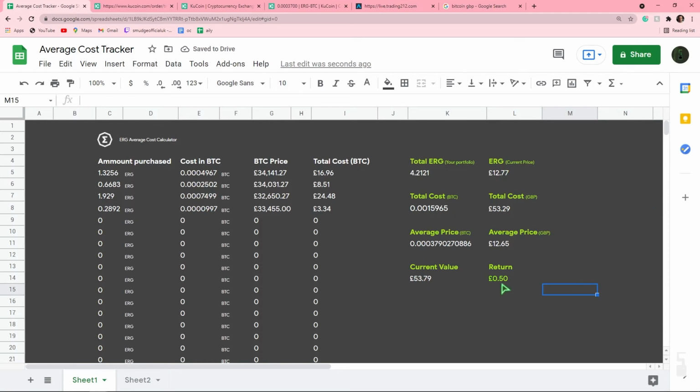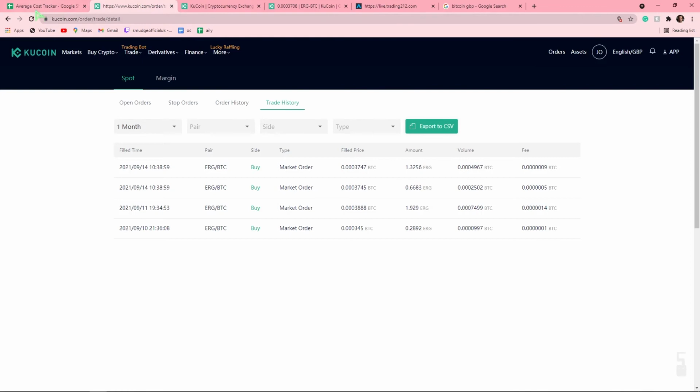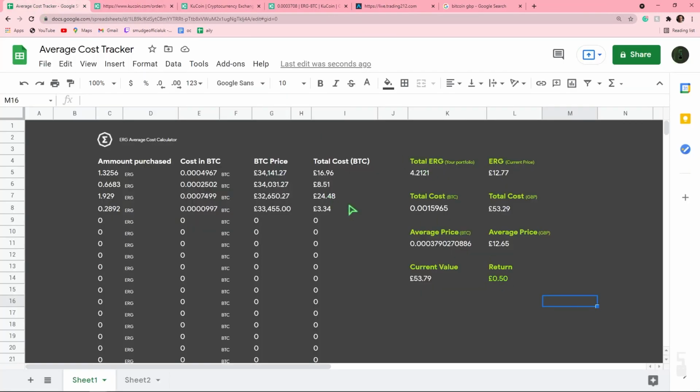So at the moment you can see we've barely moved from our average. Our current value is 53.79 pence. And the return so far is a whopping 50p. So what is this telling me? Well, one of the things it's telling me off the bat, which I can also see from the chart, is that I'm probably not going to average back in here unless I really wanted to build my exposure. But I'm actually going to give it a little bit more time.